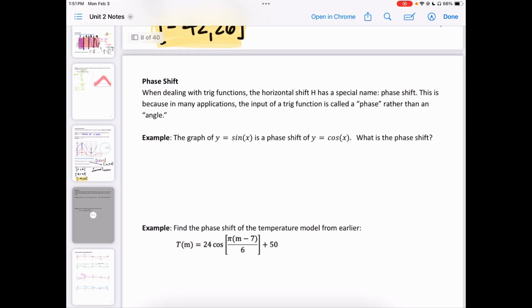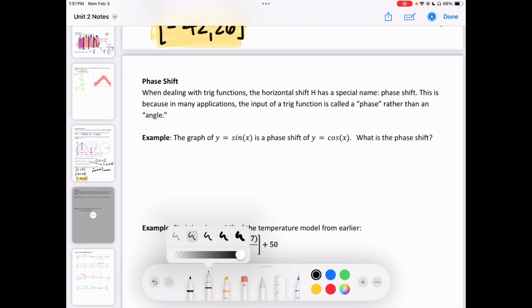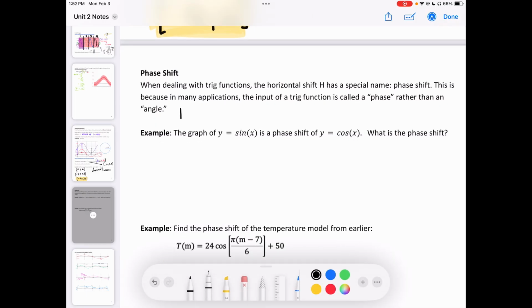Now, phase shift is when we move left or right. Okay, left or right. It is important to note that we are moving left if it is x plus something, and we are moving right if we have x minus something. Okay, that is going to be important. So the graph of sine of x is a phase shift of cosine of x. What is that phase shift? Okay, it's going to be pi over 2.